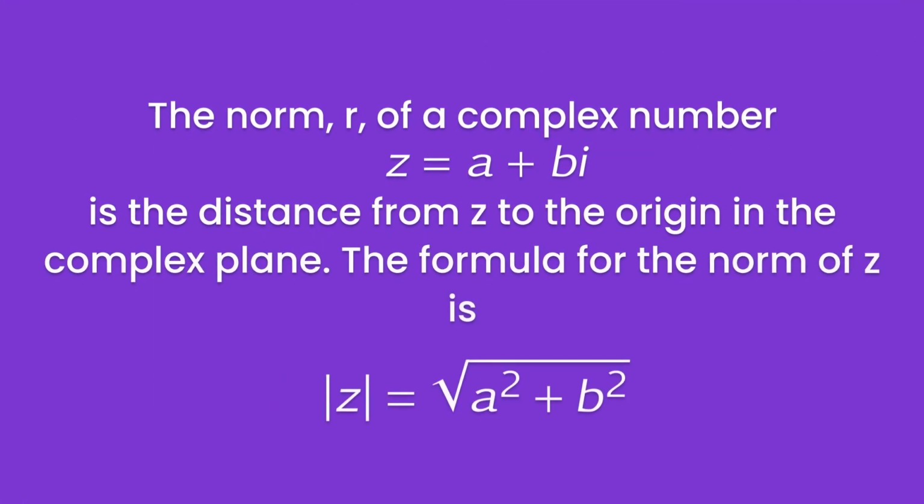The norm, r, of a complex number z equals a plus bi is the distance between z and the origin in the complex plane. The formula for the norm of z is the square root of a squared plus b squared.